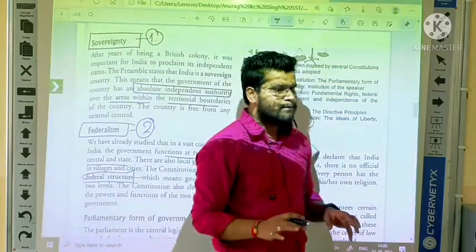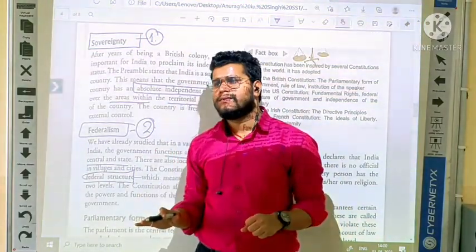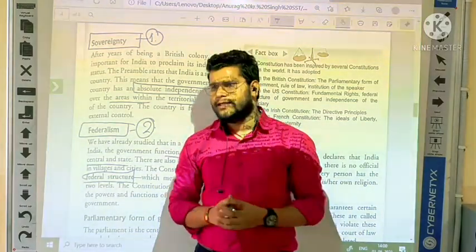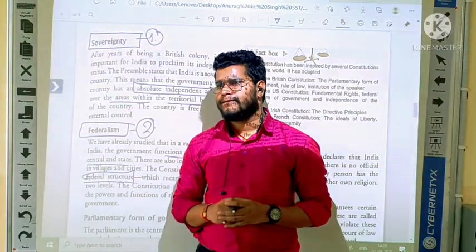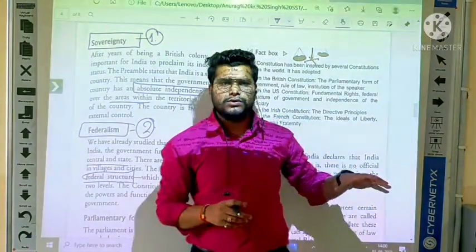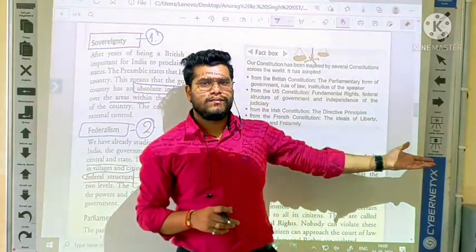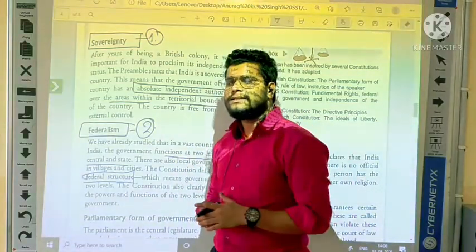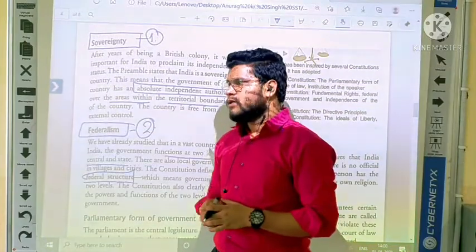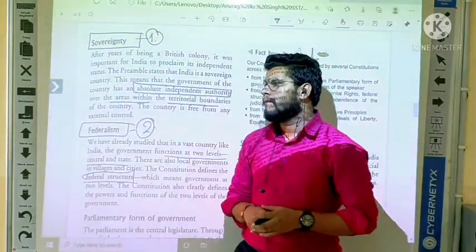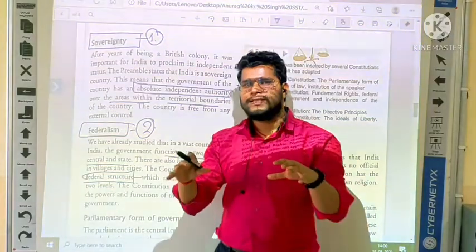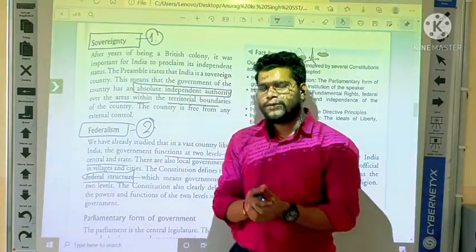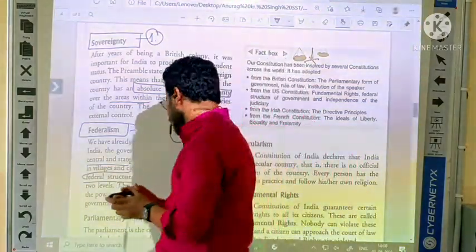Yes, there is no doubt that to run our country smoothly, there is also a third type of government, and that government we all know is local government. Okay, so mainly my meaning is federal government means we have two levels of government, central government and the state government. Okay, this is called federalism. Okay, student?